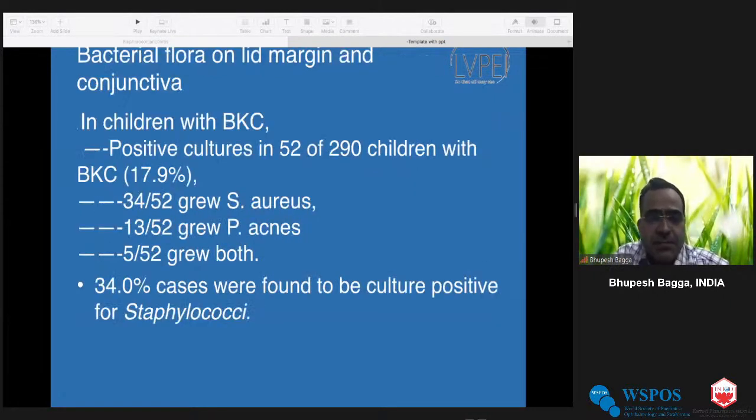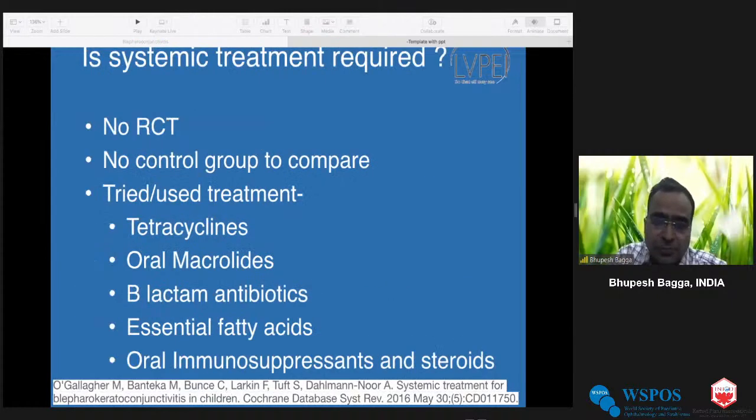In terms of bacterial flora, a few studies have shown that 17 to 34% of cases actually culture positive for staphylococci, and in those cases they responded well. But in those cases, there are always some ulcers on the lid margin. Without ulcers, the culture positivity is almost zero.